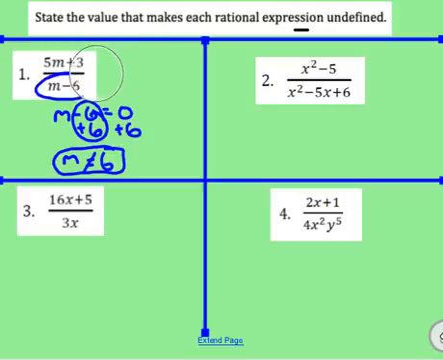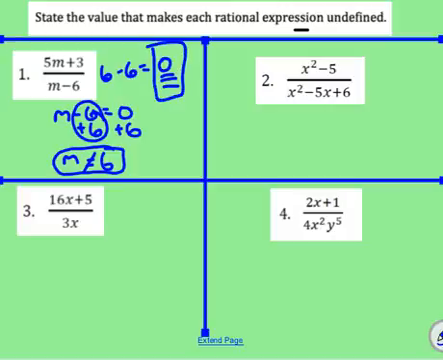So if we do a little math, if m is 6, 6 minus 6 is equal to 0. And this is when we run into trouble. So this is the exact correct answer.